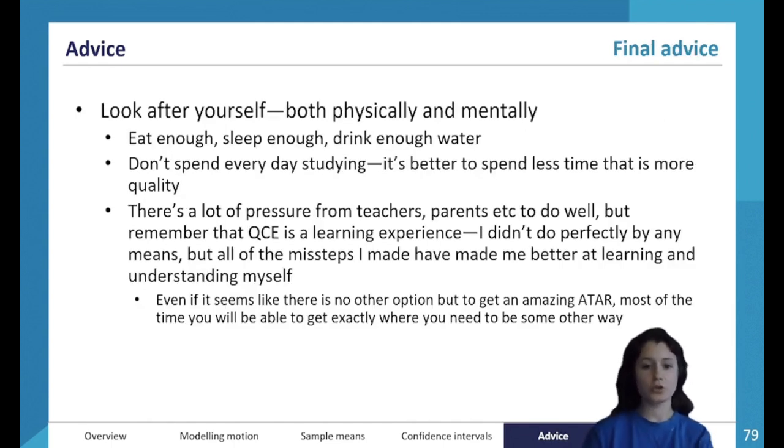Make sure you look after yourself mentally, physically. Don't spend your whole life studying. I know it's crunch time a little bit. You're coming up to exams, so I know that it can be tempting to just hold yourself up in your room and do a lot of study. But try not to do that. Try to take breaks. Try to do other things as well.